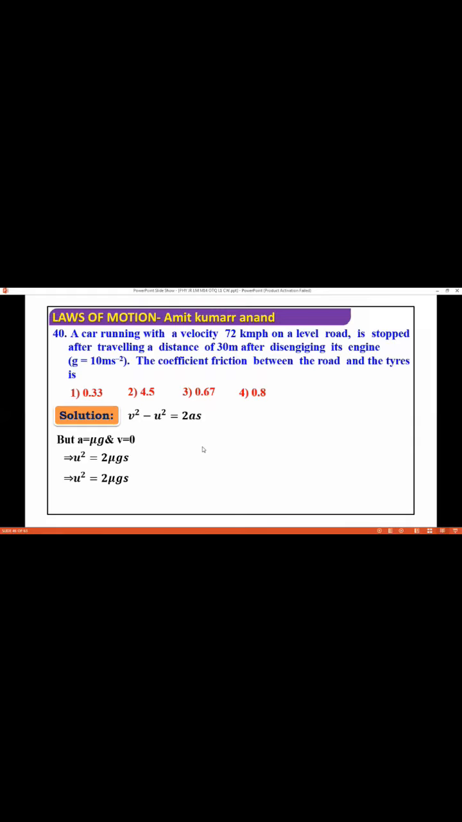Okay, v square equals u square minus 2as. So from that, 0 equals u square minus 2as, so the basic equation is coming. Mu equals u square over 2gs. And after putting in all the values, the answer will come to 0.67.